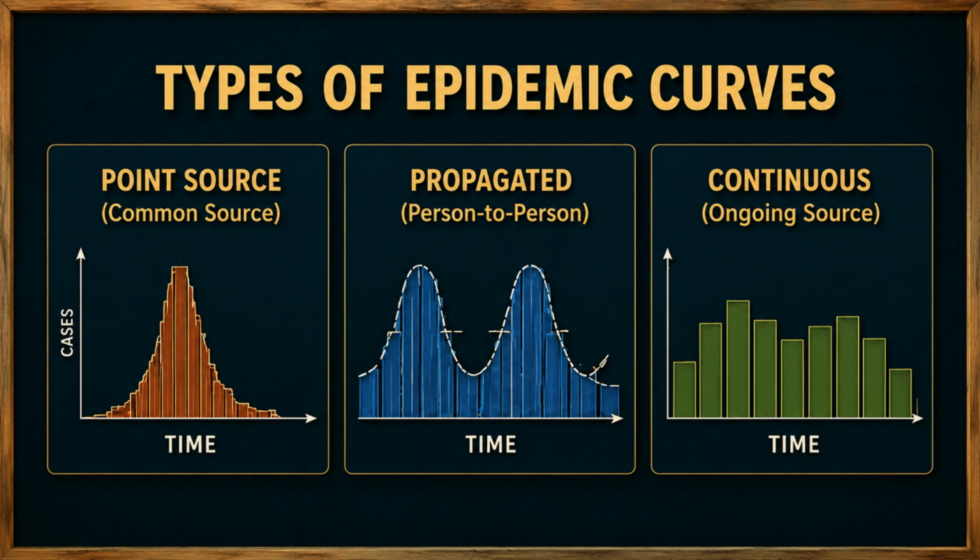And third, the continuous source outbreak. Here, exposure lasts longer, keeping cases elevated as people continue to come into contact with the source, such as a contaminated water supply. Studying these patterns helps epidemiologists determine how an outbreak started and how to stop it.